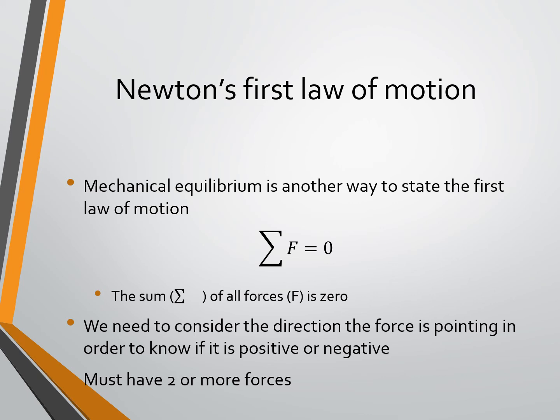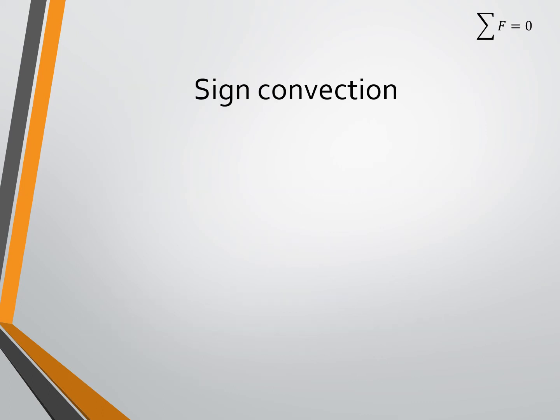And in order for us to get to 0, we must have 2 or more forces. One number by itself, unless it's 0, is never going to be equal to 0. So let's talk about traditional sign conventions. In this class, I am going to be using the traditional type of signs.